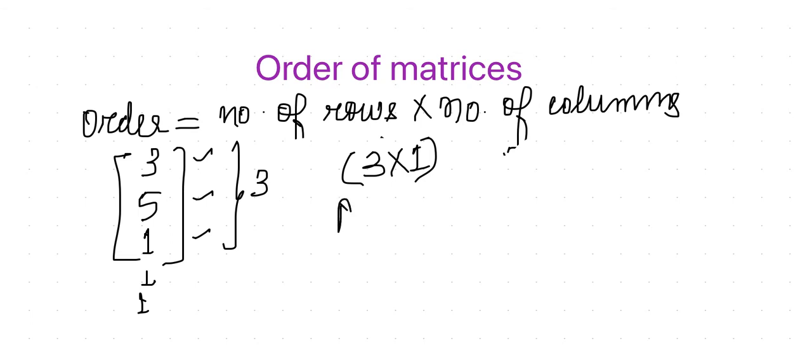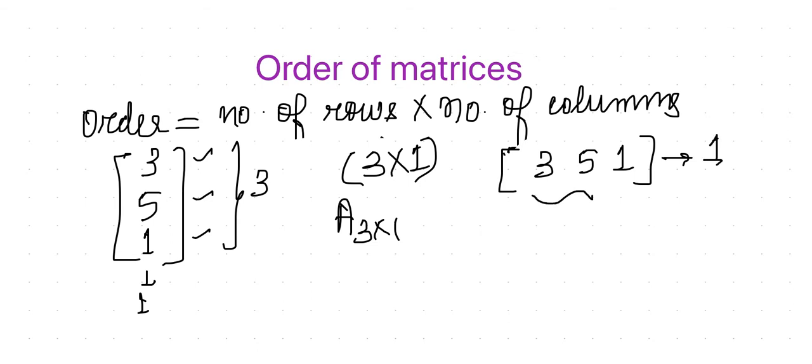You are going to represent it like this: A, 3 into 1. And then suppose I am taking 3 5 1. Here you can clearly see how many rows I have: only one row, and how many columns: 3 columns. So this will be represented as A, 1 into 3. So this is the second thing which I am getting.